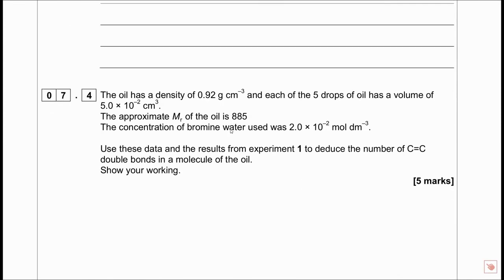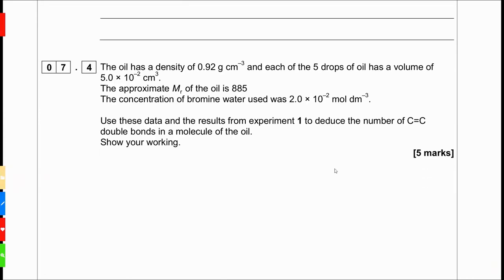So, some calculations now. 7.4. The oil has a density of 0.92 grams per centimetre cubed. Each of the 5 drops of oil has a volume of... So they are saying now that the drops are of the same volume. Some good maths going on here. Okay, so let's use some of these numbers that we've got here.